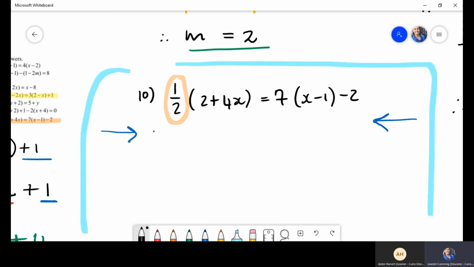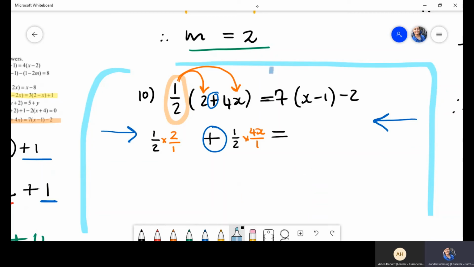So this half right here, I'm going to multiply it with this 2, which means I'm multiplying by 2 over 1. This plus is this plus right here. That's the same plus that I have there. Then I go back to my half, and I'm multiplying that half with 4x over 1. Here is my equal sign, that's the same equal sign I had from the beginning.